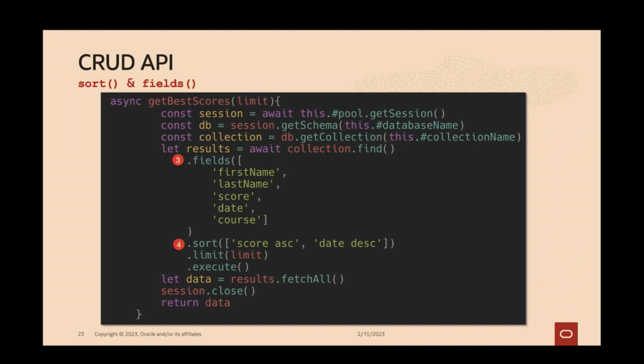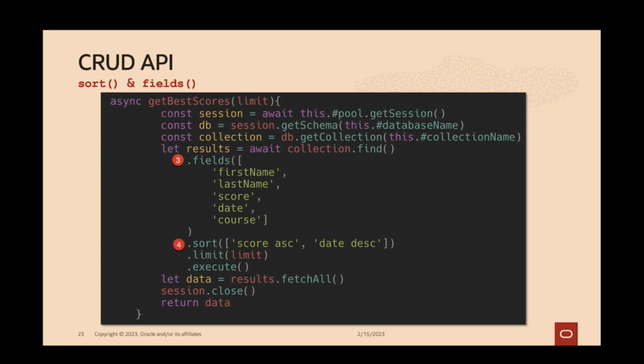Now, there's also going to come times where you're not going to want to return every property in a document. Some documents can be huge, like I'm talking megabytes worth of text. And you're probably not going to want to return that all the time. We can actually call the fields method. Now, the fields method takes an argument in 2 ways. If you only want to return one property or one field, you can just pass the string with that property name in it. If you want to return more than one, like we are here in the example, you pass in an array. So here you can see all we're getting back in this example is the first name, the last name, the score, the date, and the course object.